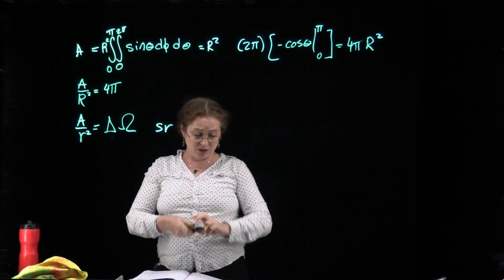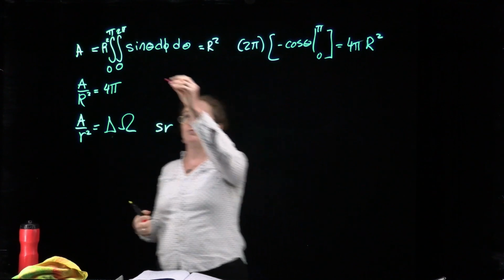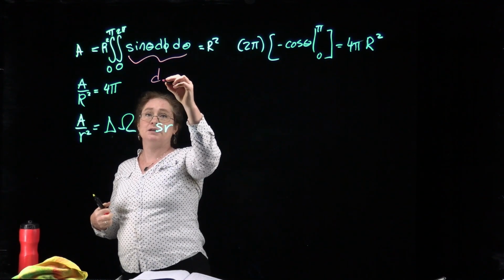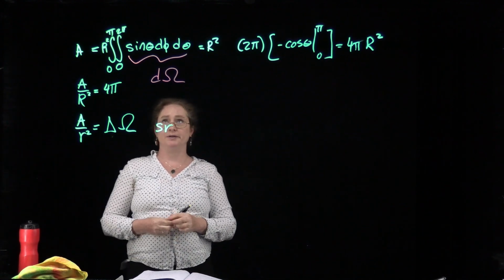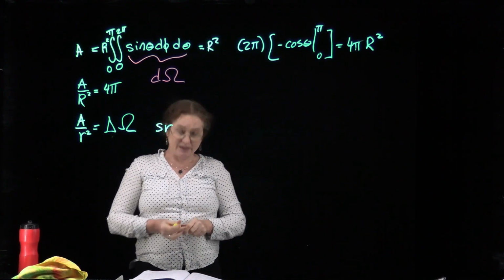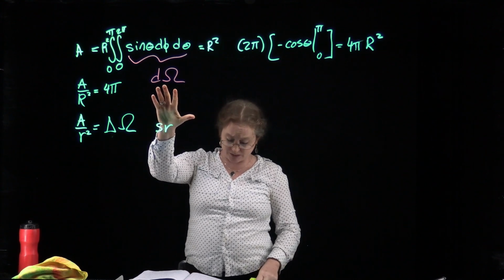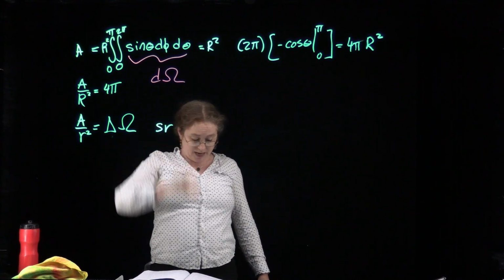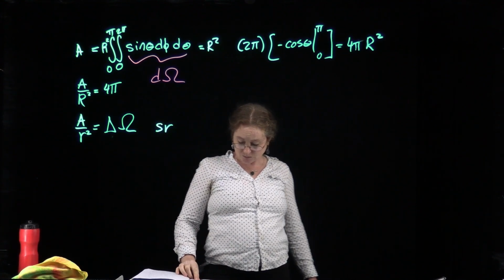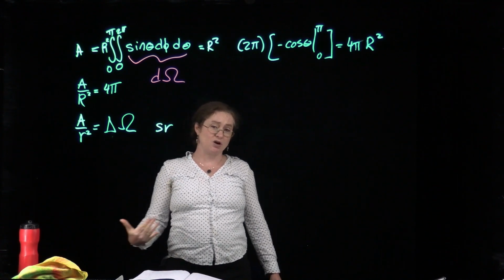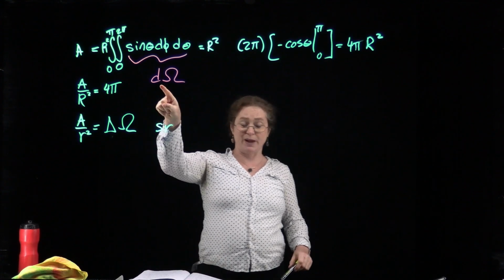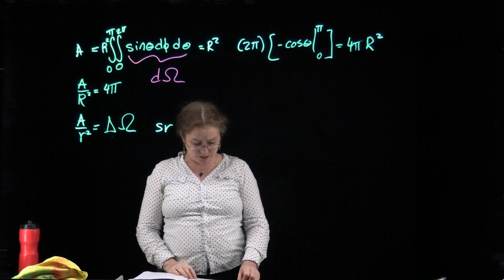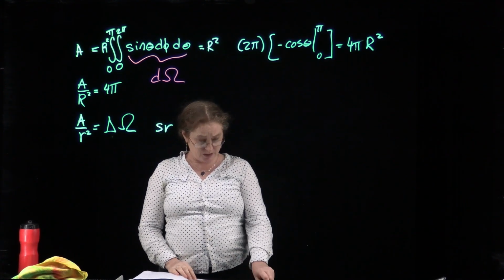We are going to call this part d omega, an infinitesimal amount of the solid angle. And then we're going to look at the cross section into a small segment of the solid angle.